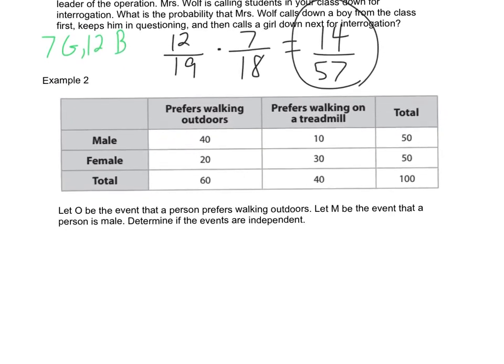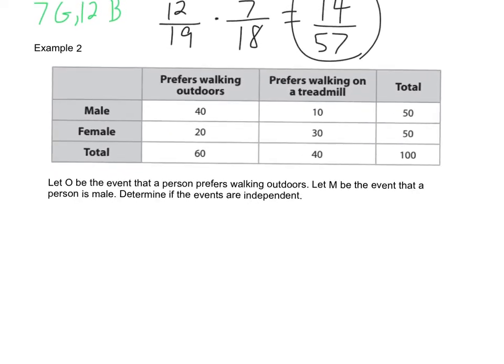All right, example 2. Let O be the event that a person prefers walking outdoors, and M be the event that a person is male. Determine if the events are independent. So this is a little bit of a review from last lesson about how to determine if events are independent or dependent. Well, let's look at the probability a person wants to be outdoors and then see if that probability is affected by being male. So let's compare the probability of walking outdoors versus the probability of walking outdoors given that the person is male, and let's compare those probabilities.